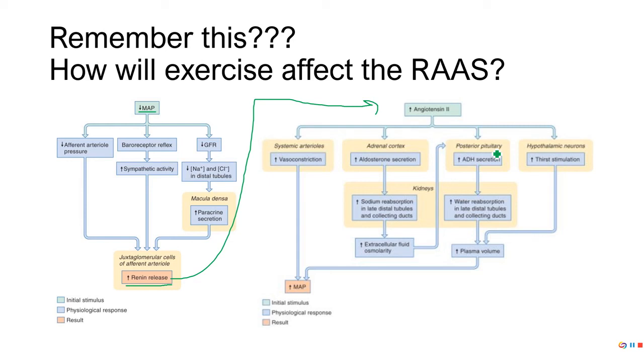and Ang1 becomes Ang2. There are four things that Ang2 does: vasoconstriction, the release of aldosterone, the release of ADH, and it causes you to get thirsty. Vasoconstriction increases pressure. Aldosterone causes us to hold on to salt. If we hold on to salt, we hold on to water. If we hold on to water, pressure increases. ADH causes us to hold on to water. If we hold on to water, we have more plasma volume, we increase pressure.